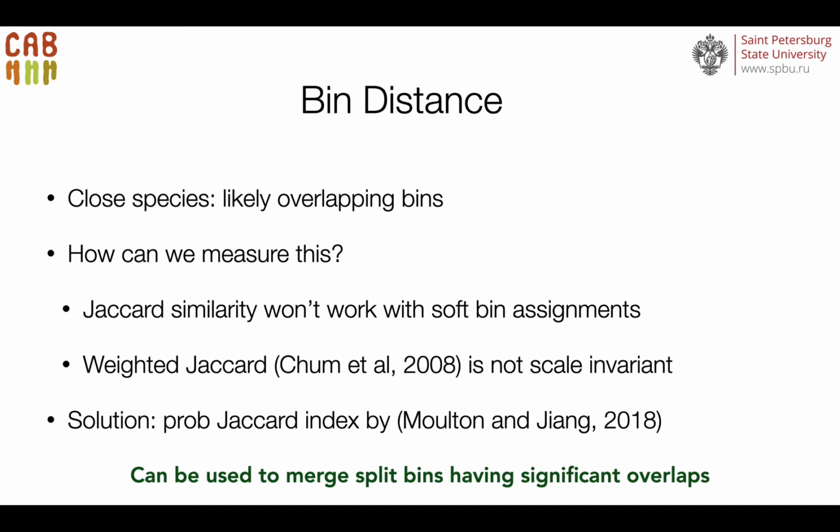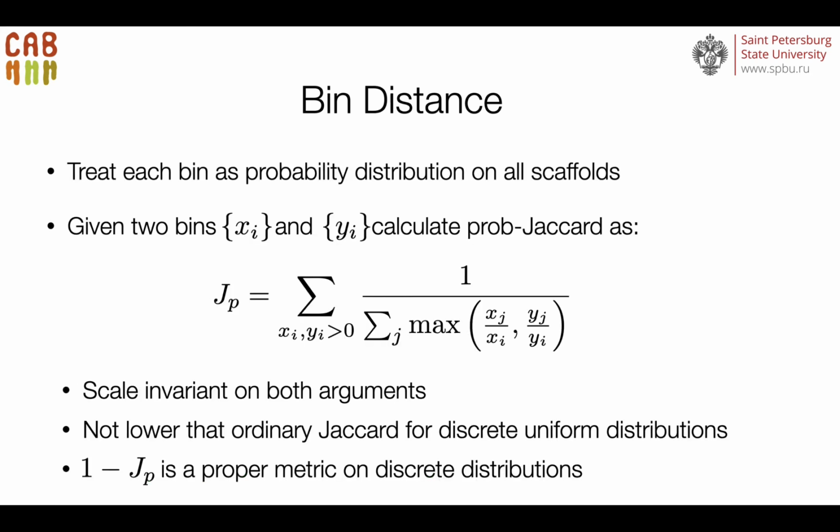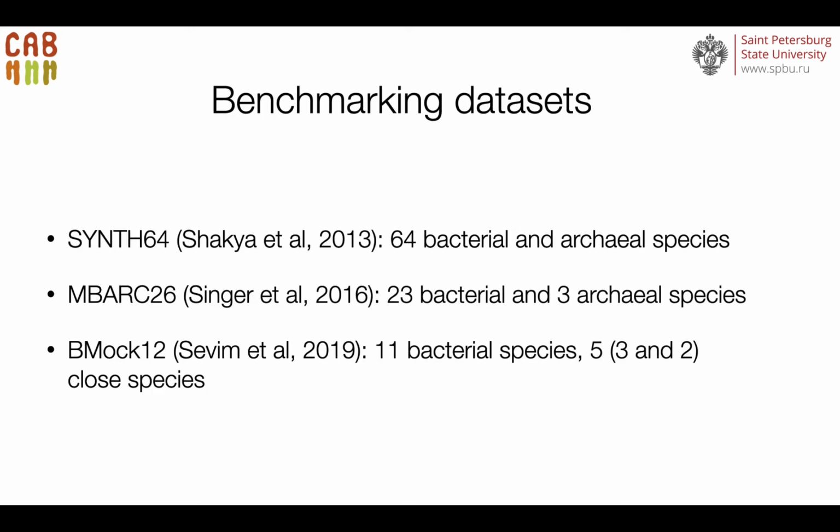And this similarity measure could even be used to merge bins that are split in the assembly graph according to the overlap. So the whole idea is that we treat each bin as a probability distribution on all scaffolds. Then we calculate this probability Jaccard similarity measure. And the good thing here is that it's scale invariant on both arguments, so it's not lower than the ordinary Jaccard distance for discrete uniform distributions, and also, if we take this similarity, then it's a proper metric.